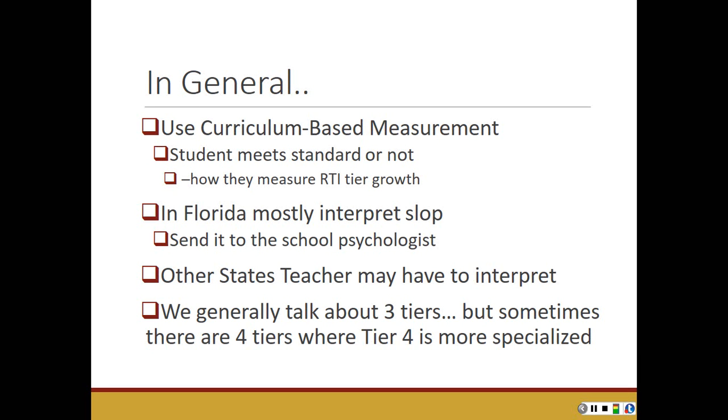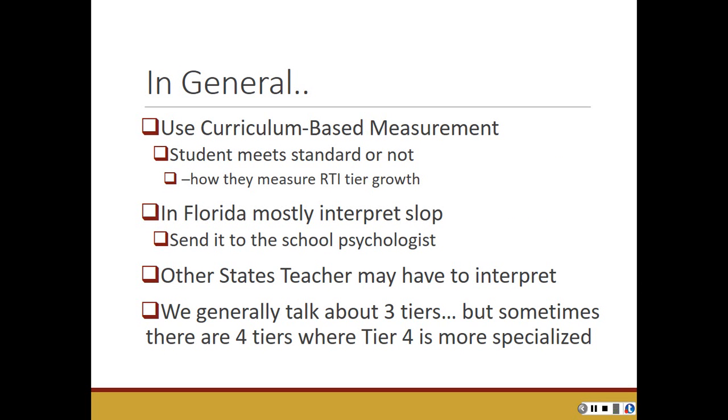All right, so in general, RTI is using curriculum-based measurement, which is nicely abbreviated as CBM. So it's generally this idea of whether students meet a standard or not. So it's kind of like a hard wall cut point. You either are meeting the standard or you're not meeting the standard, and that's really how growth is measured in RTI. And they say growth, but they mean educational progress. In Florida, we're mostly interpreting slope, and we're sending it to the school psychologist. Not every school has a school psychologist, so you may not be sending it to anyone particularly, but in general, we're looking at slope in our own state.